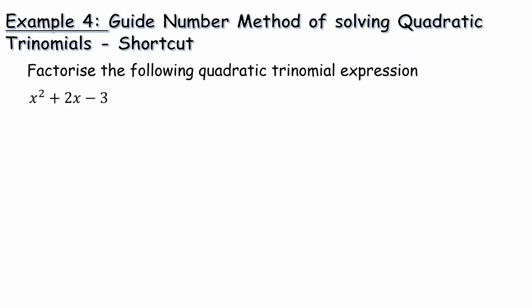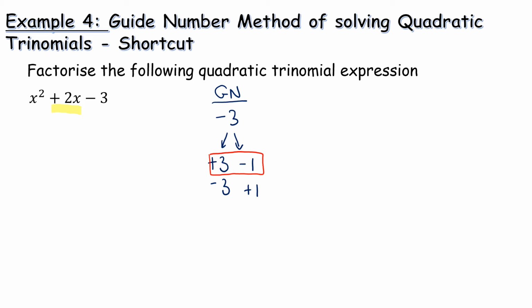So this is the same example, but I'm going to do it as a shortcut. So first thing I'm going to do, just like the last go, is get my guide number, which is minus 3. I'm then going to find my factors. We had plus 3 minus 1, minus 3 plus 1. I'm still focusing in on this plus 2. So I want the factors that give me a plus 2. So I'm going to have plus 3 minus 1.